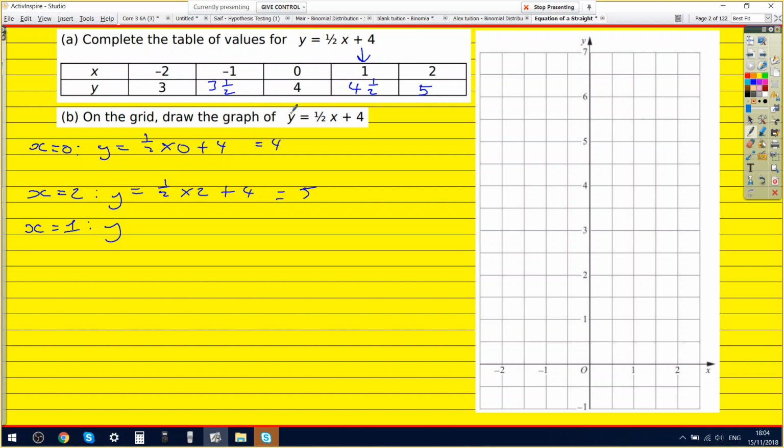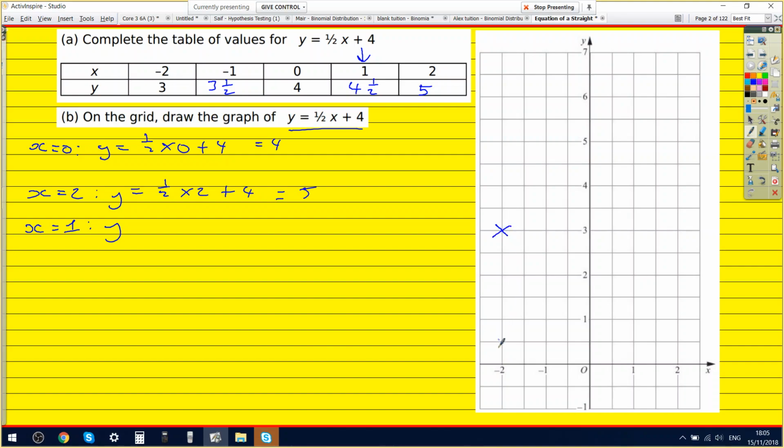Part B is draw. So this is the table of y equals a half x plus 4. Now they want you to draw the graph of y equals a half x plus 4. Any idea how you do that? Don't you just plot it on the graph? So what would, yeah, go on. Would the first one be minus 2 and 3? Brilliant. So go on, how would I find that? Minus 2 to the left. Yeah. And then you go up 3, that's it.